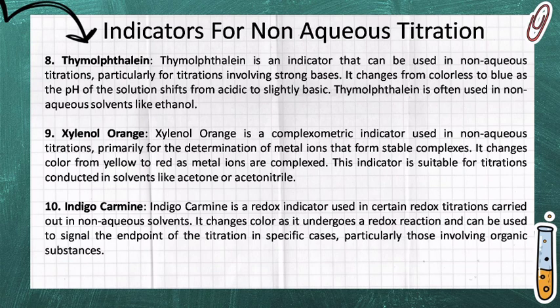Tenth, indigo carmine. Indigo carmine is a redox indicator used in certain redox titrations carried out in non-aqueous solvents. It changes color as it undergoes a redox reaction and can be used to signal the endpoint of the titration in specific cases, particularly those involving organic substances.